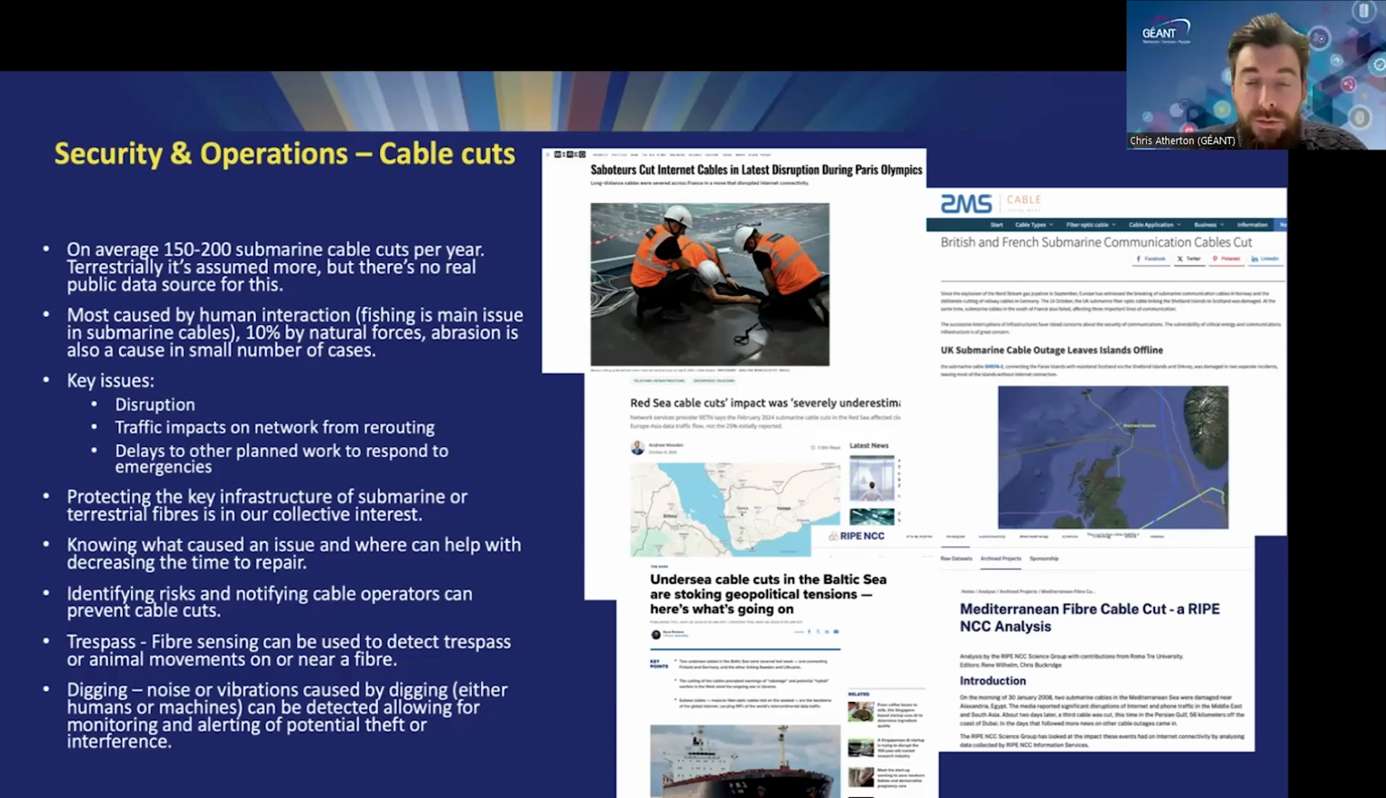We can use fiber sensing as a means to identify risks, notify cable operators, and to prevent cable cuts. And that's one of the main aspects of fiber sensing that we think is a good solid use case for this technology. It's because we're able to detect if someone is coming near the cable, but also if someone's digging near the cable as well.